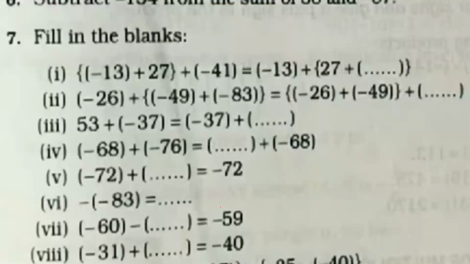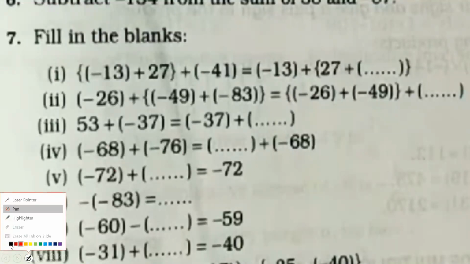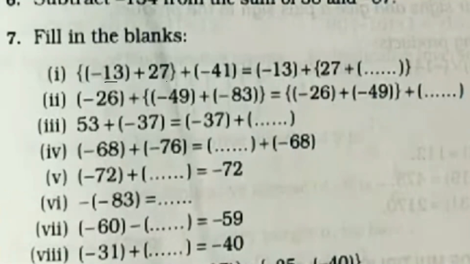Okay. So now we have to just fill in the blanks. This is just some properties. This is so simple, just properties we have to apply. So minus 13 plus 27 plus minus 14 for 41 is equal to minus 13 plus 27 plus which number is missing here? Which number is missing? Minus 41.